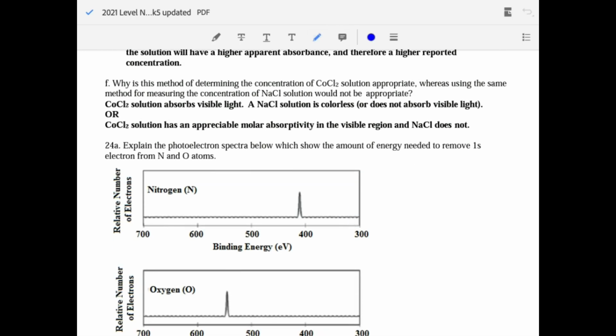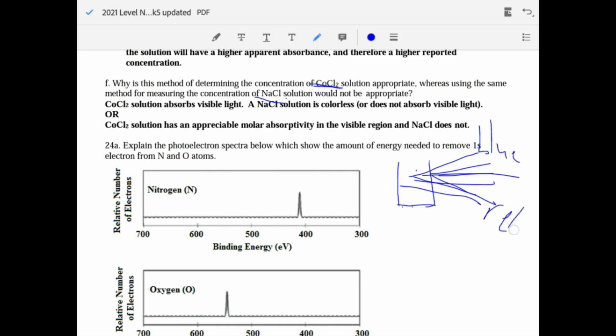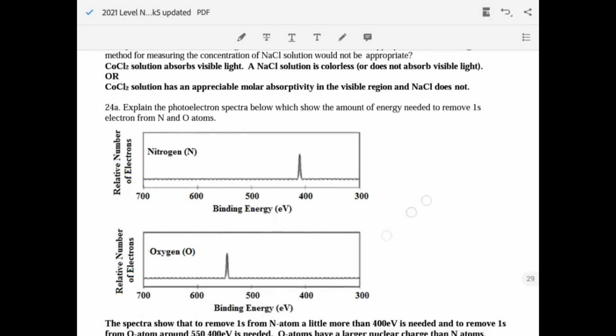So why is the method of determining COCl2 different than NaCl? Simple. NaCl is colorless, COCl2 is blue. So since it's blue, it will reflect the light. Sorry, it actually just blocks this side and just gives out blue light. That's how light works.